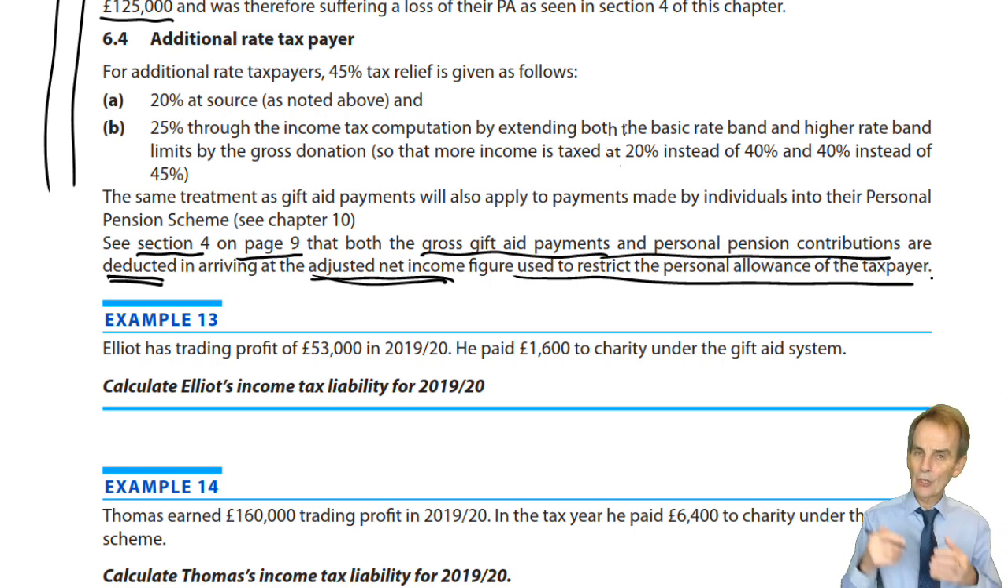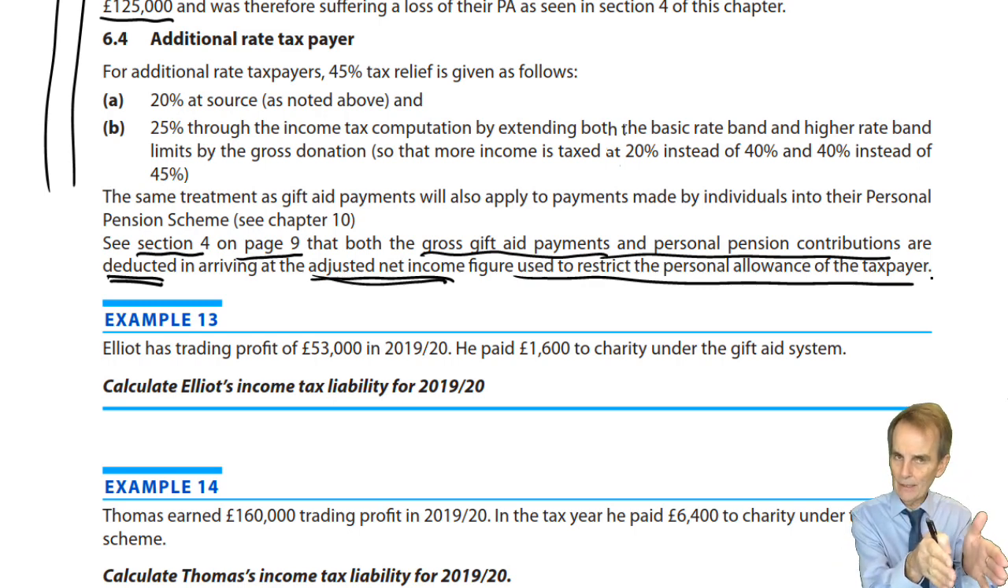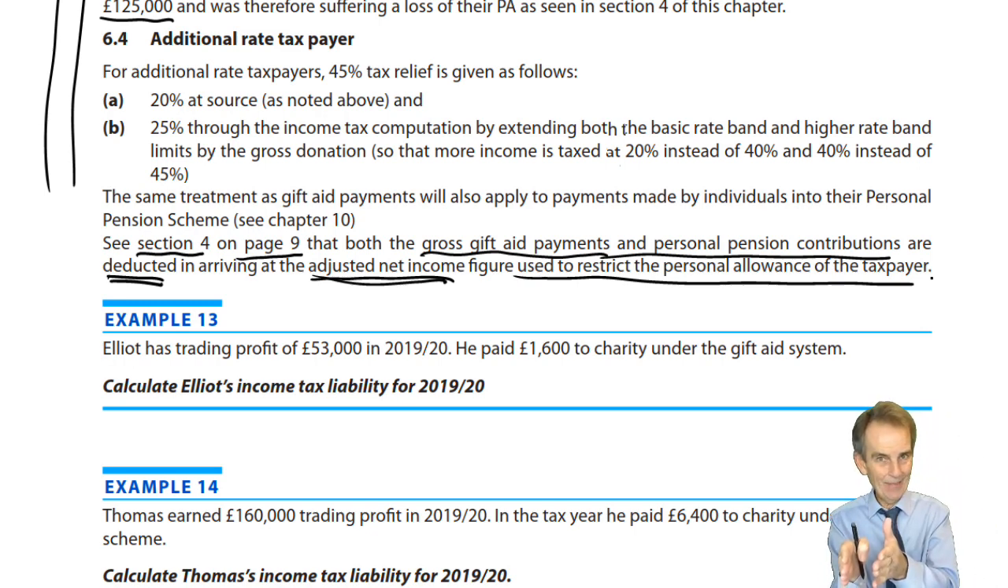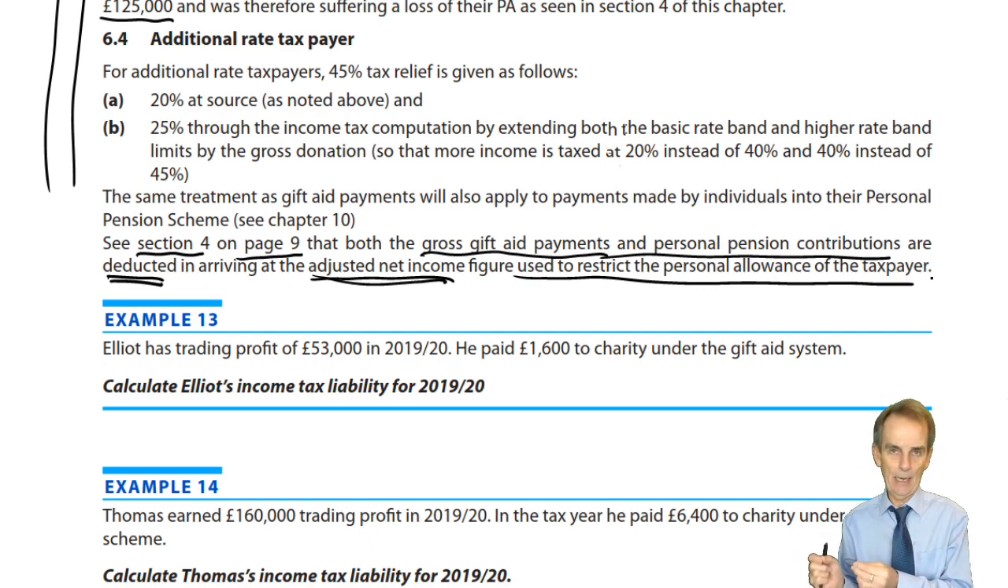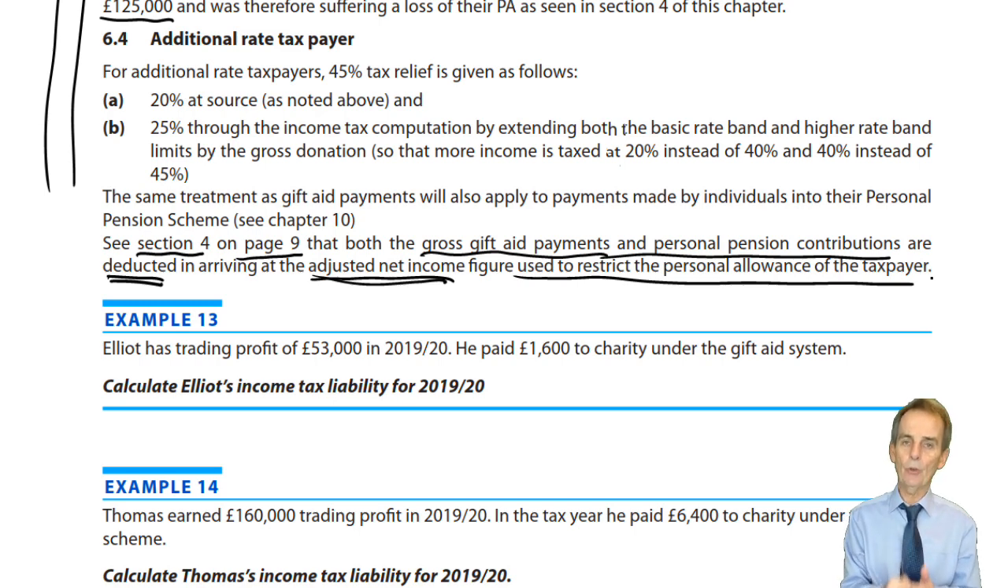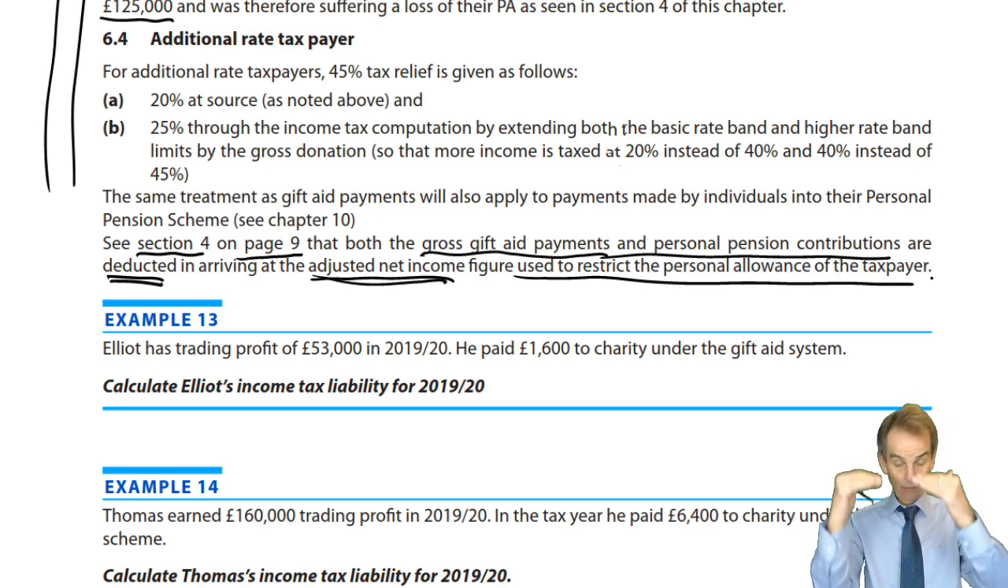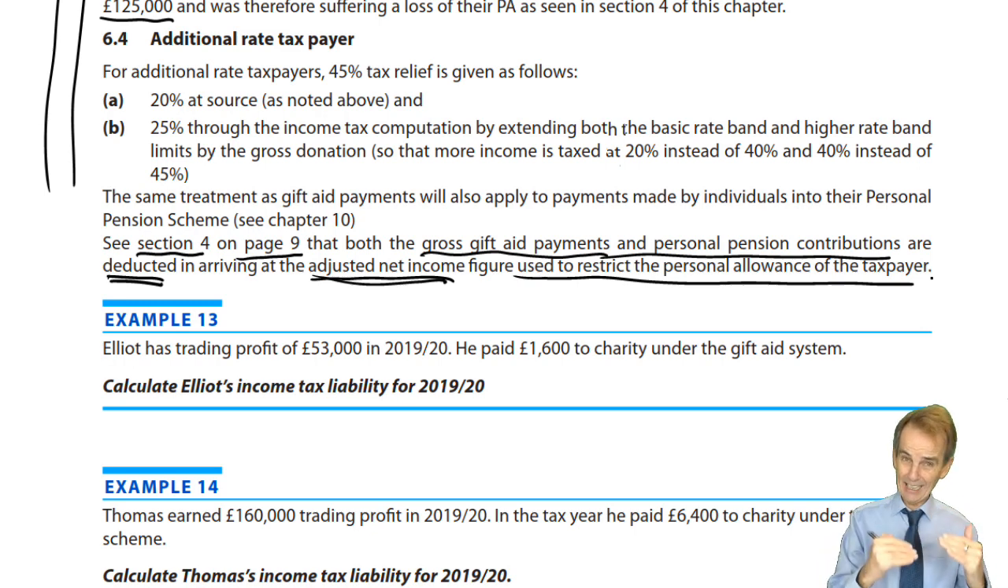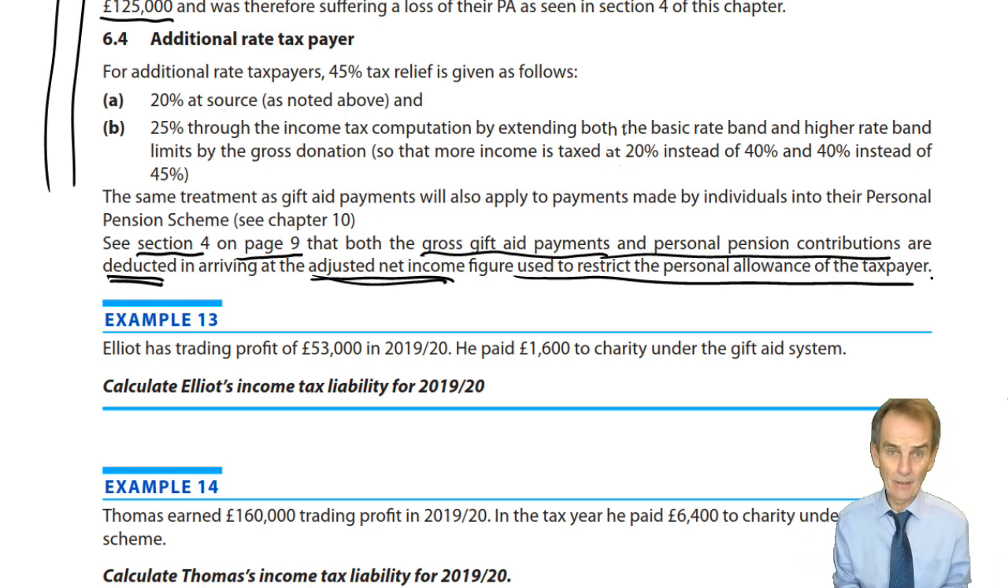So anything that can reduce that adjusted net income, remember, the adjusted net income is not a figure that is included on the income tax computation. From the income tax computation, you take net income that is unaffected by these payments. In a separate working, you then compute adjusted net income, and from net income, we deduct gross gift aid payments, gross personal pension contributions.